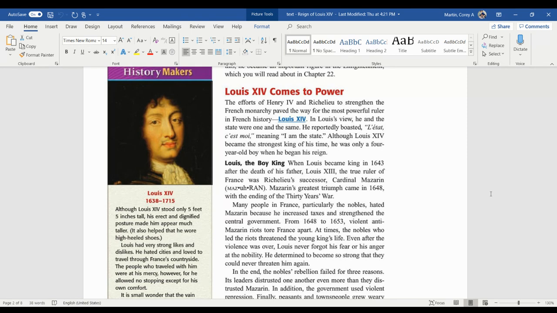Although Louis XIV became the strongest king of his time, he was only a 4-year-old boy when he began his reign. So he's growing up as a king. Louis, the boy king.